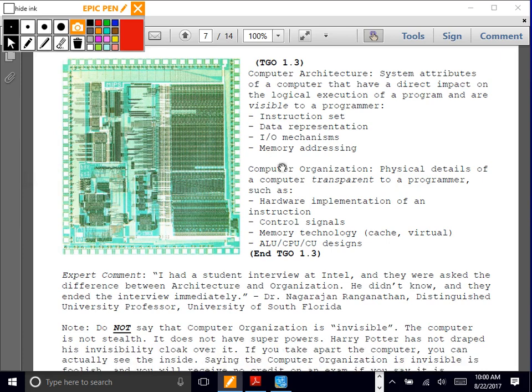And one other thing I want to emphasize on the quizzes and exams, please do not say that computer organization is invisible. Please say it's transparent. In fact, I'll direct the grader to give you 0 points on the definition if you write invisible. Is this invisible? Can you see this computer I'm holding in my hand? So if you go into a job interview and you say that the computer organization is invisible, and if you were interviewing somebody and they told you a computer was invisible, how would you feel about that person's ability to do work at your job? You'd think they were crazy, right?